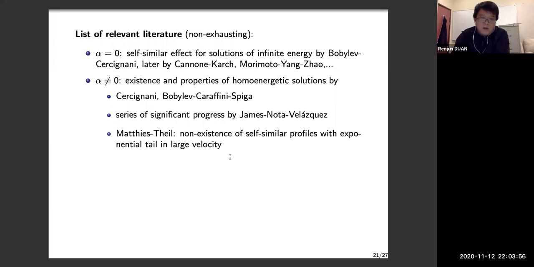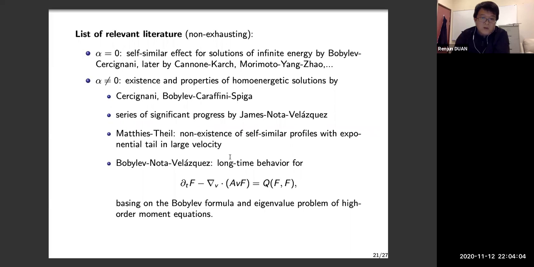They can show the existence of a self-similar profile with an exponential tail in large velocity. And also Bobylev and Lods, with recent progress on long-time behavior for even much more general deformation matrix A. They use a Bobylev formula because they are still considering the Maxwell molecule case, and also formulate the problem by solving some eigenvalue problem for higher moment equations to determine that beta, and then to get the self-similar profile in Fourier space.